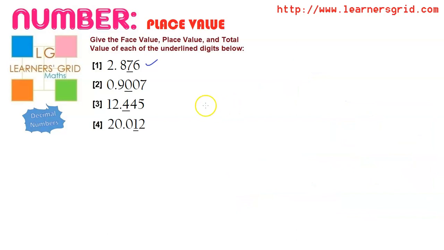For number 2, let's have a look at that. So I've got 0.9007, and I have to focus on this digit. So again, let's have a look. The face value, well, that's easy, isn't it? Face value is 0. The place value, okay, so I just have to go, that's tenths, that's hundredths. That's the same as before.